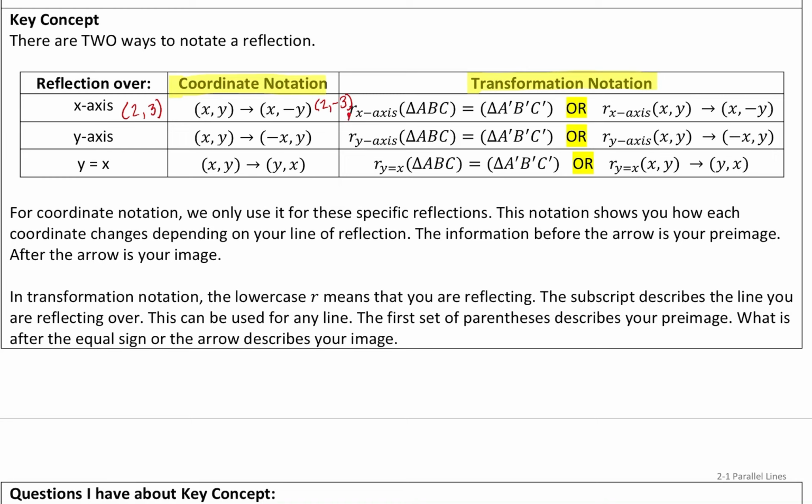Okay? The other way we can look at this is in transformation notation. Reflections are going to be a lowercase r, which you can see right here.